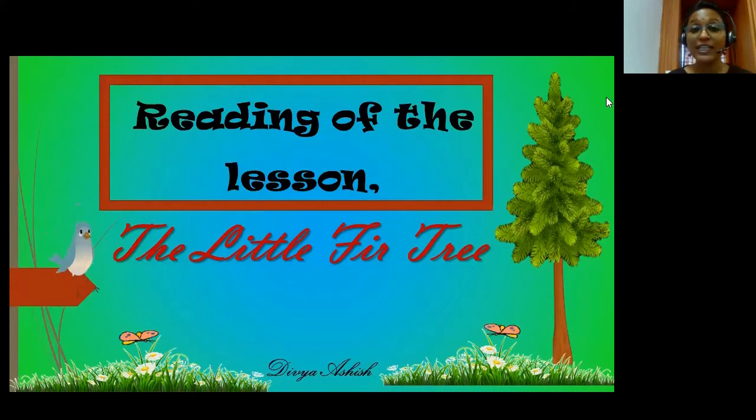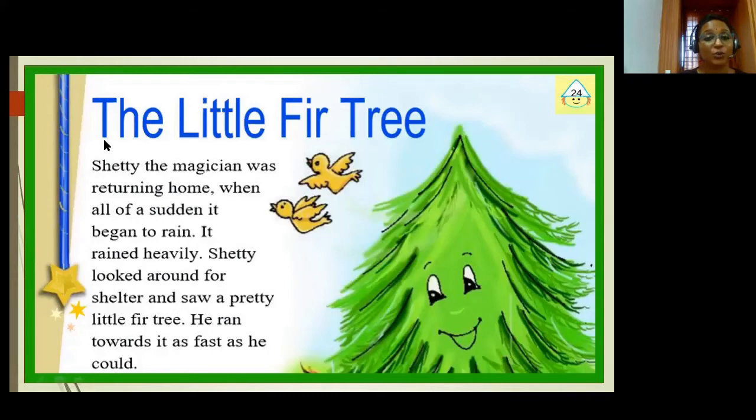Children, let's now read the lesson, The Little Fir Tree. Please open page number 24 in your Marigold English Reader. Okay? Now, as I read, I want you to pay full attention to me, children. Look into the book and try to read in your mind along with me. Clear? Right. The title of the story is The Little Fir Tree. By now, we all know that a fir is a tree which grows in cold regions and it has needle-like leaves. Look into your textbook, children.